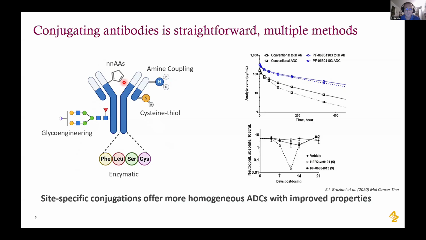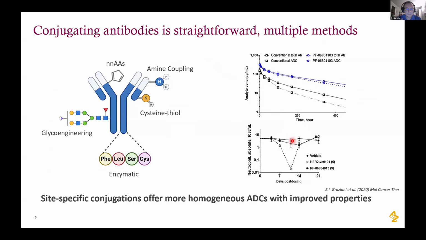And one good example of how these improve homogeneity and improve stability of the ADC is shown on the right from this paper from Pfizer from 2020, where they made lysine-based conjugates that are more stable and more homogeneous, and we see improved PK and improvements in their overall safety.